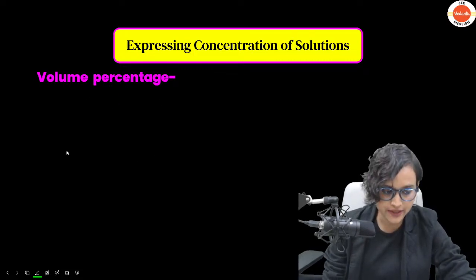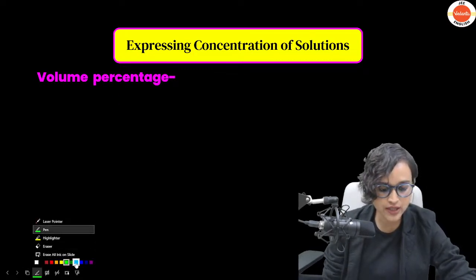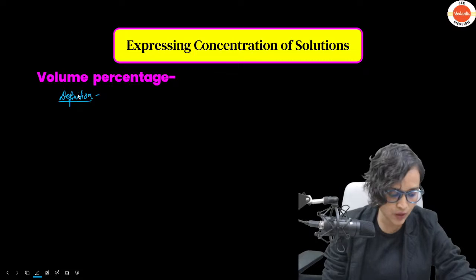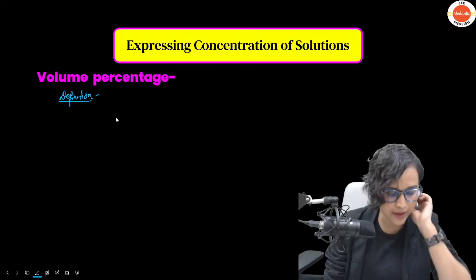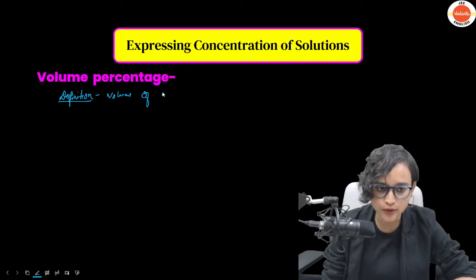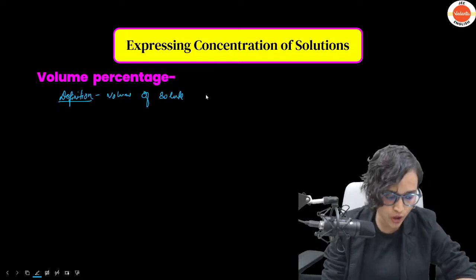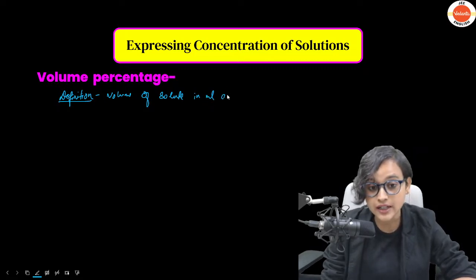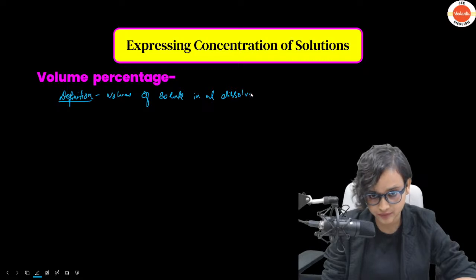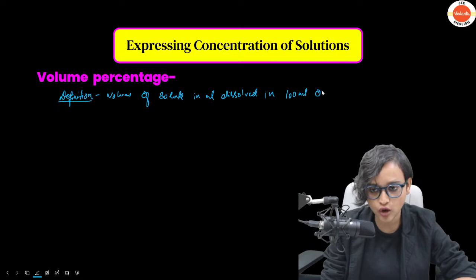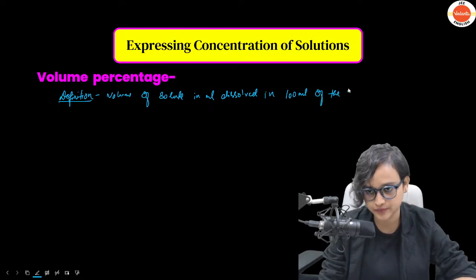So what is volume percentage? Now that we come to volume percentage, first let's write the definition. This time we write that volume of solute in milliliter, dissolved in 100 ml of the solution.